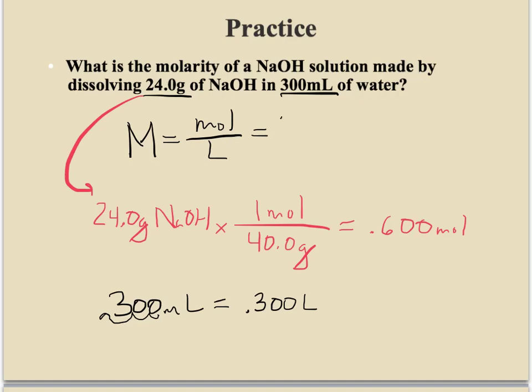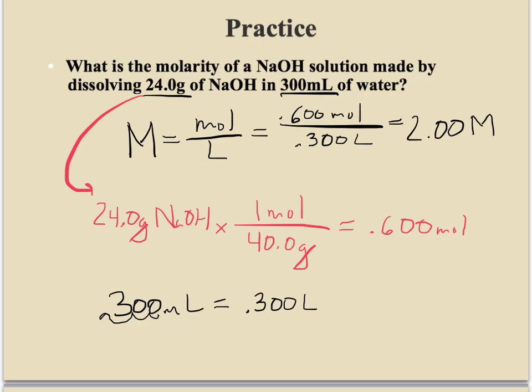So we've converted grams into moles, 0.600 moles, and we divide that by the volume of the solution, which is 0.300 liters. 0.6 divided by 0.3 is 2.00 for sig figs, and the units on that, everybody say it now, that's right, molarity.